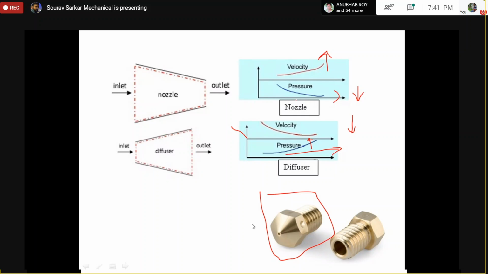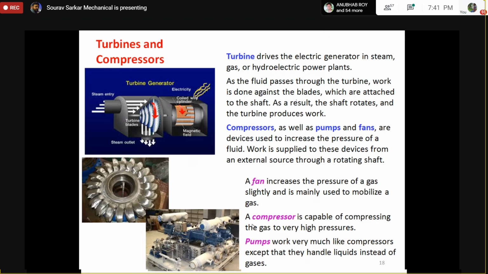Okay. So similarly, there are several devices. They are called turbine, compressor, fan. These are the several devices that we use in our mechanical engineering applications. Whatever electricity you are getting from a power plant is finally generated inside a turbine.